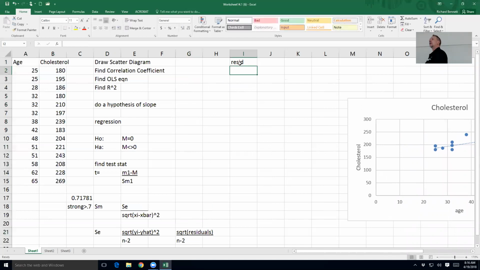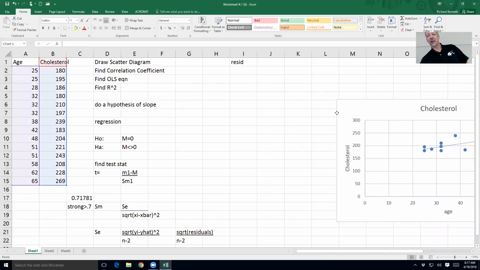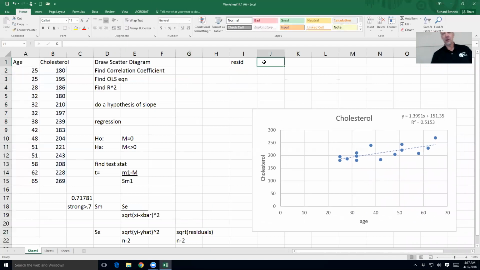You plug in, you use the y equals mx plus b equation. So I need to find the y equals mx plus b equation. In this case, y equals 1.3991x plus 151.35.